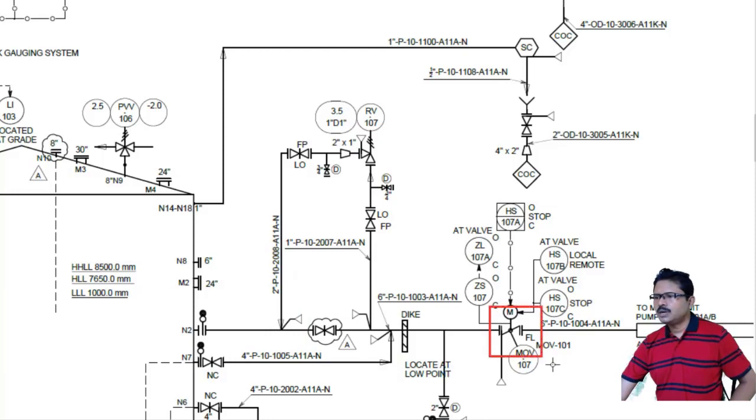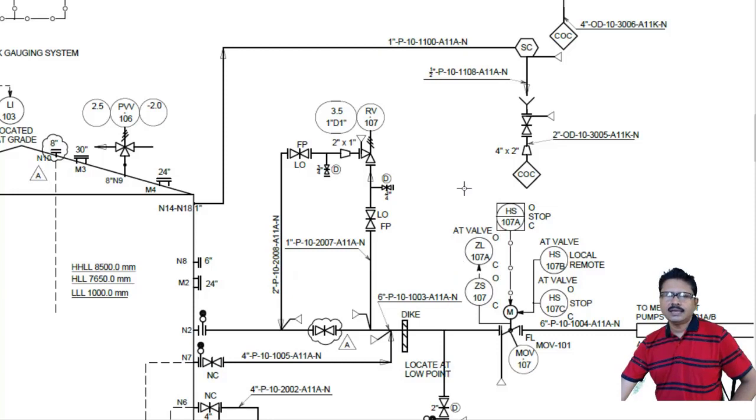This motor operated butterfly valve has the facility of this ASS 107B and 107C, which are attached with this valve, and locally we can operate this valve by using these switches. Similarly, it can be operated remotely by using a controller from the control panel. We can get the status of the position of the control valve by using ZS107 and ZL107A.